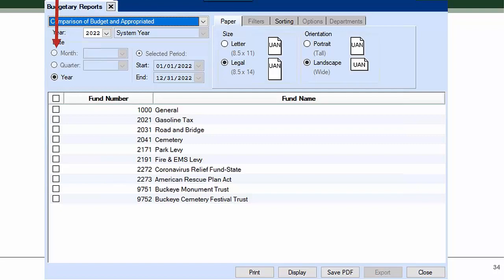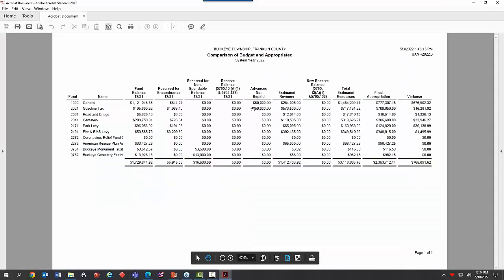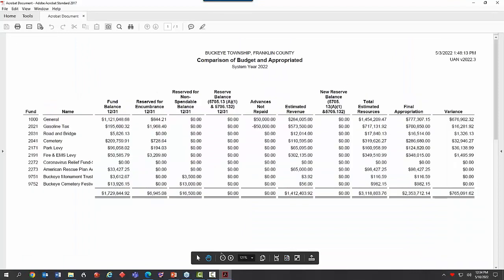You're going to love this. It's automatically marked for the year. Select all your funds and then either print or display, whichever you like best. Let's take a look at what this lovely report does for us, because it compares. You can see these same familiar columns right here that make up your amended certificate. All the way to this column is your unencumbered balance. If you looked at your amended certificate, this column is your amended certificate.